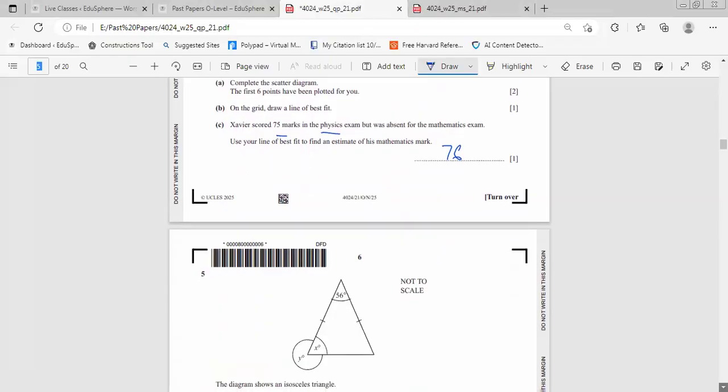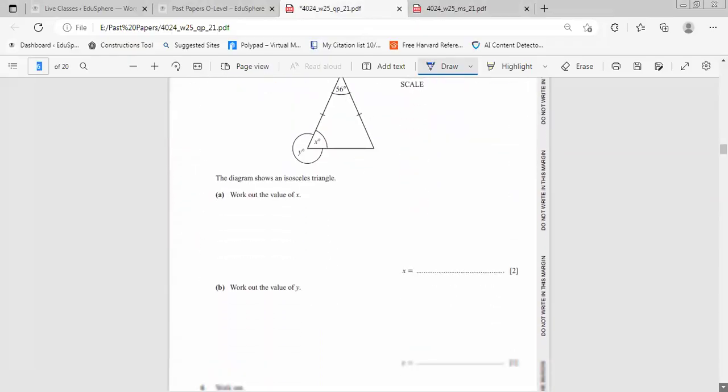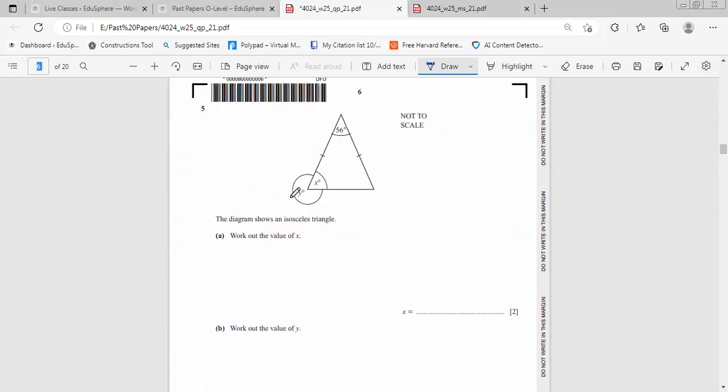Moving on to this question. They have given us question number 5, in which there is an isosceles triangle, so we have to calculate the value of x. For this, we know that the sum of the angles of a triangle is always equal to 180. So we will write x plus 56 plus x, because if this is x, definitely this would also be x, equals 180. And we always have to write the rationale: sum of angles of a triangle is always equal to 180. So this is the rationale behind it.